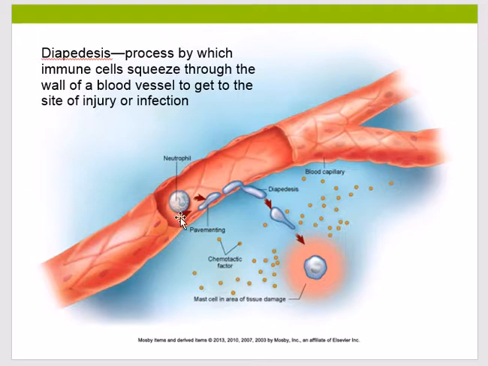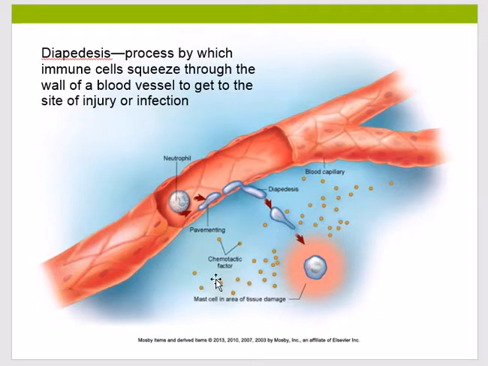After adhering to the blood capillary, we call this pavementing. The neutrophil exits the capillary by the process of diapedesis, which we have already spoken about, but I'll remind you of what it is in a minute.